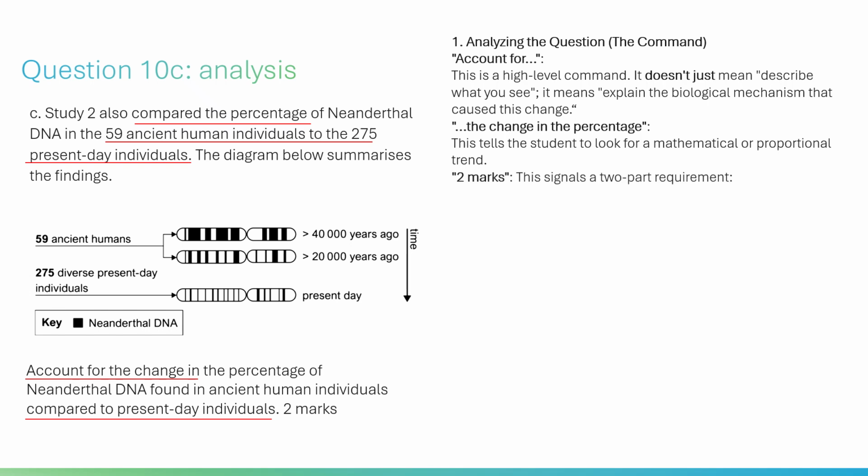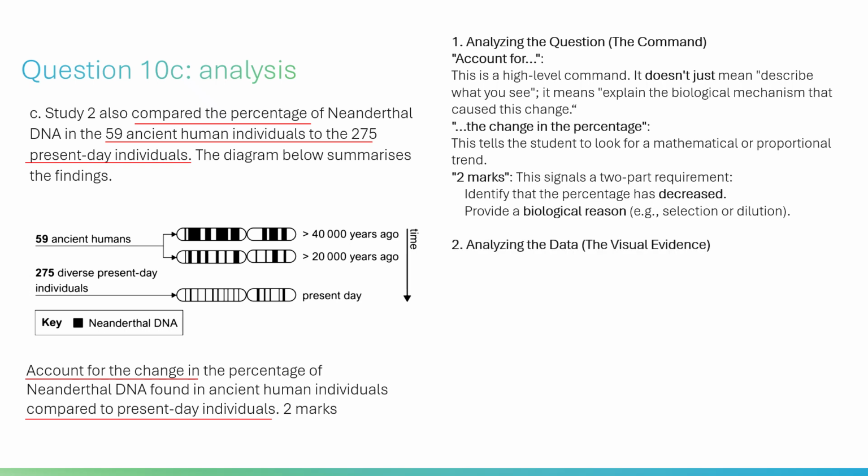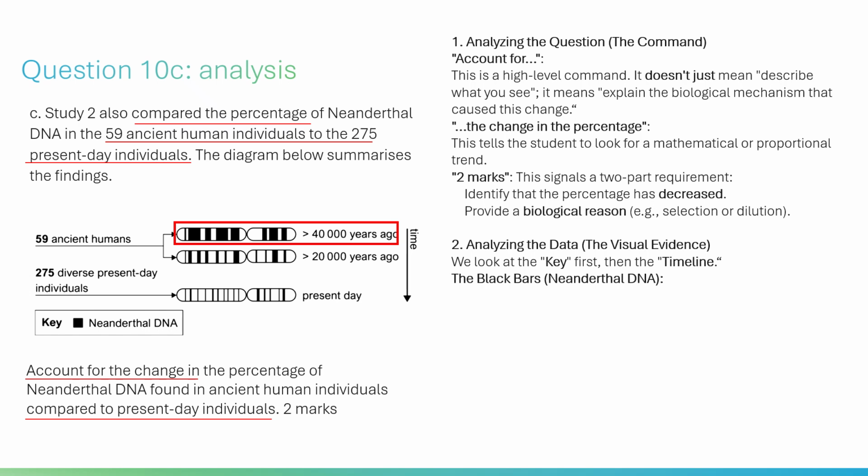2 marks. This signals a 2-part requirement. Identify that the percentage has decreased. Provide a biological reason, e.g., selection or dilution. 2. Analyzing the data, the visual evidence. We look at the key first, then the timeline. The black bars, Neanderthal DNA. Notice the physical length and number of bars.